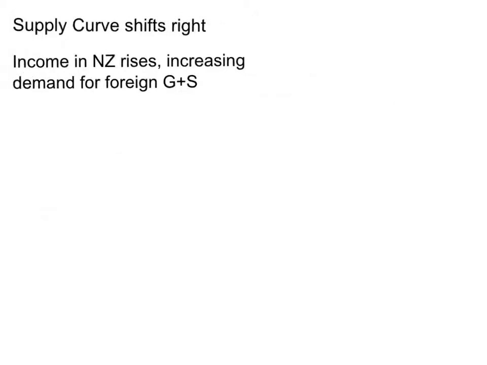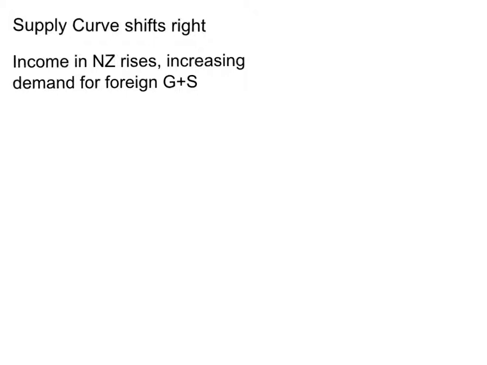So now we're going to move on to supply. What causes the supply curve to shift right? When we talk about supply, that's New Zealanders supplying their dollars to the foreign exchange market. When we talk about demand, it's usually foreigners demanding New Zealand dollars.